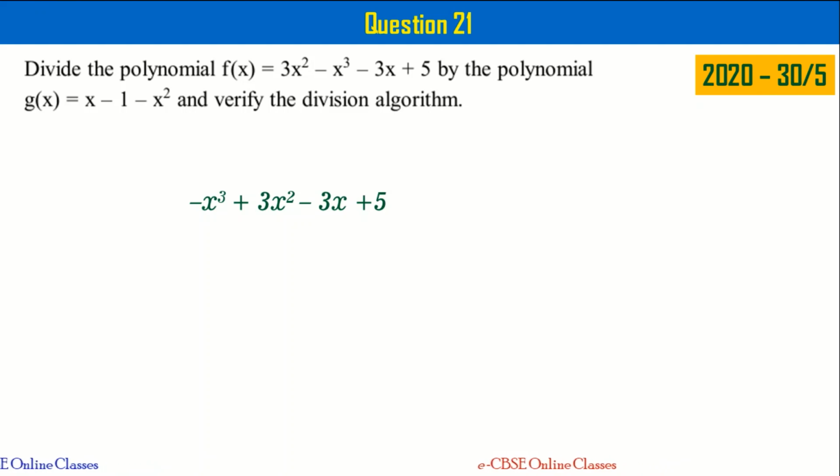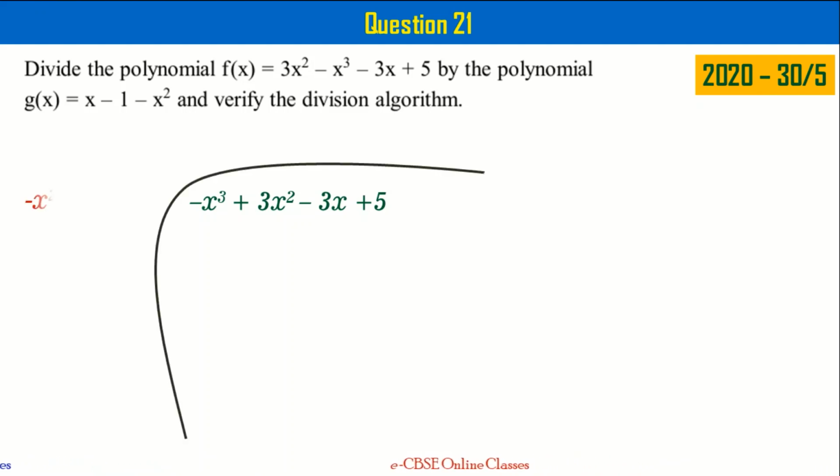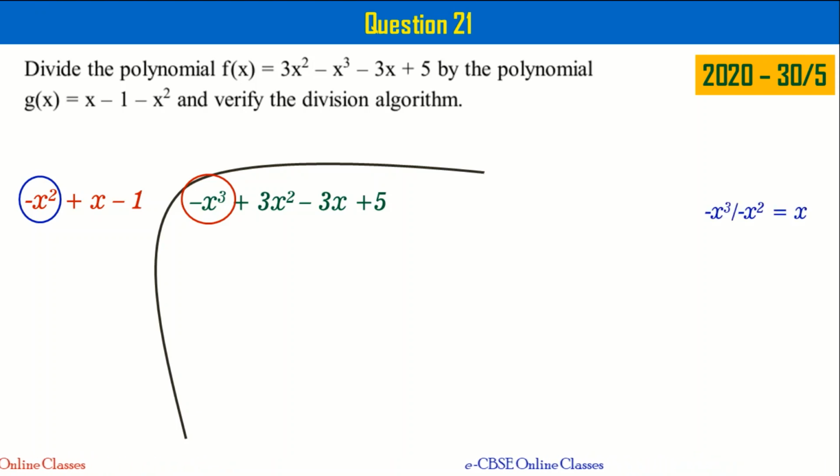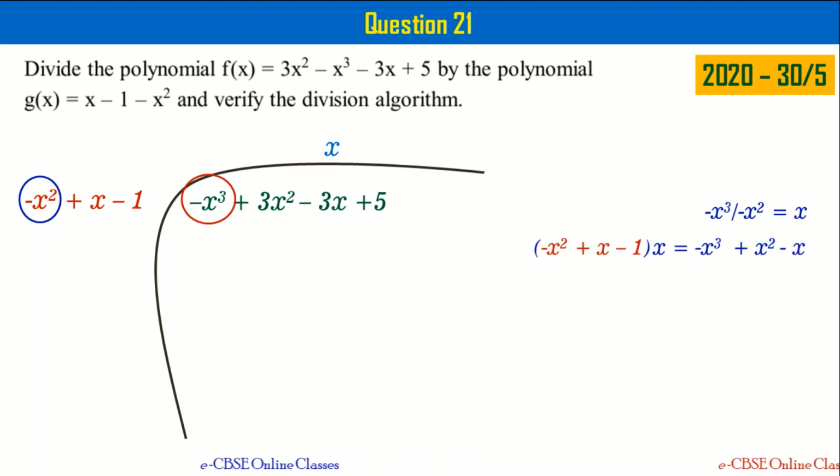The dividend I have written, and then the divisor on the other side of the line. Now if you see, we have to divide minus x cube with minus x square, right? The answer is x. This x has to go on top as part of the quotient. Now let's multiply the divisor with x such that you get minus x cube plus x square minus x. Subtract this from the previous expression for the dividend.